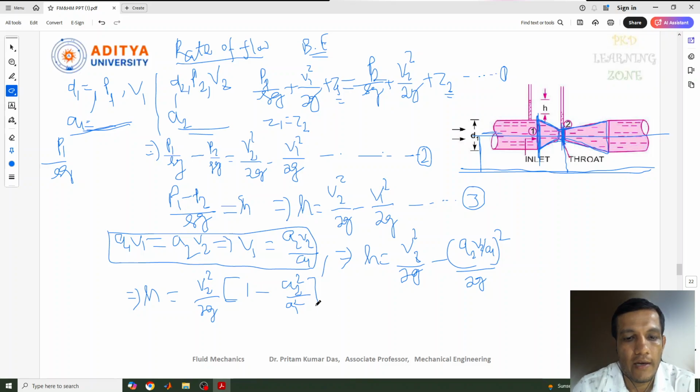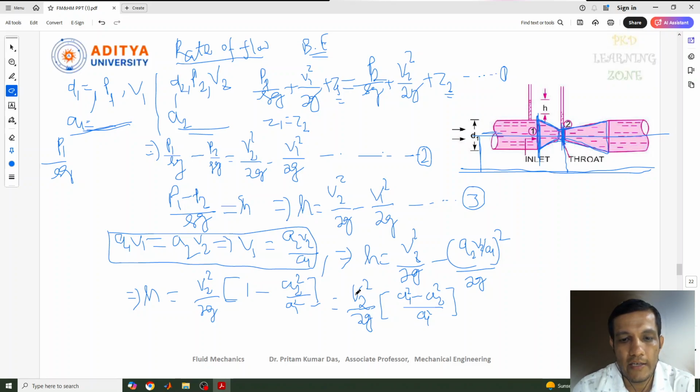Now the same thing again, I'll just write here one more term, V2 square by 2g, bracket start again 1, and this one we need to solve. So what I'll get here, in the place of 1 I can write A1 square minus A2 square, and in the denominator it will be A1 square. Now here bracket close. Okay, so here we got this equation.